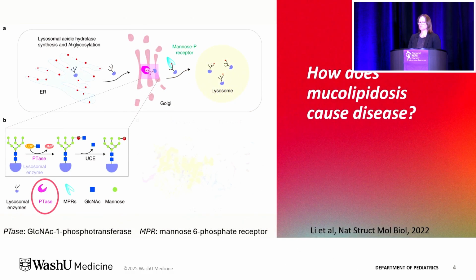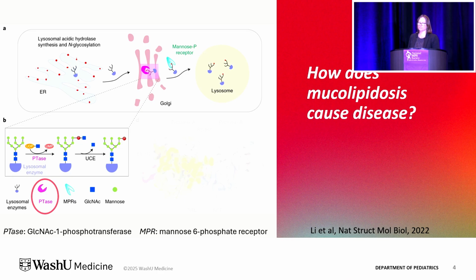So how does mucolipidosis cause disease? We've talked a lot about MPS and maybe not so much about ML. So the MPS disorders are caused by deficiency of an enzyme that lives inside the lysosomes. The lysosomes are like the stomach of the cell. They digest materials that our body makes or ingests inside the cell, and then turn them over into other parts to be reused. ML is a little bit different.